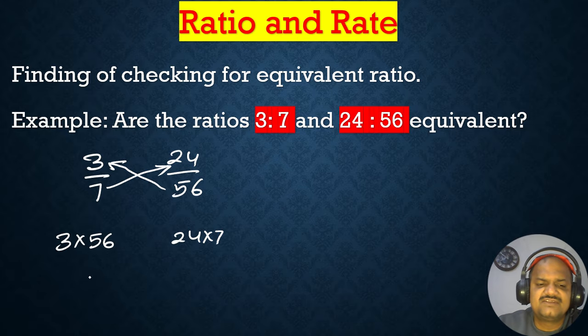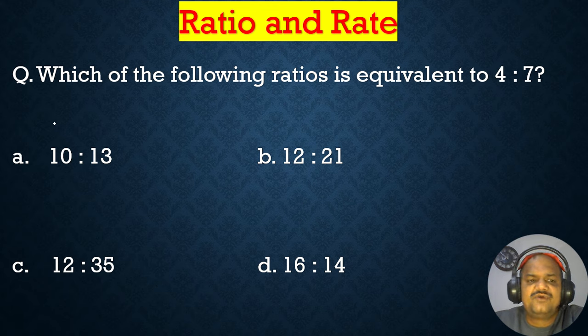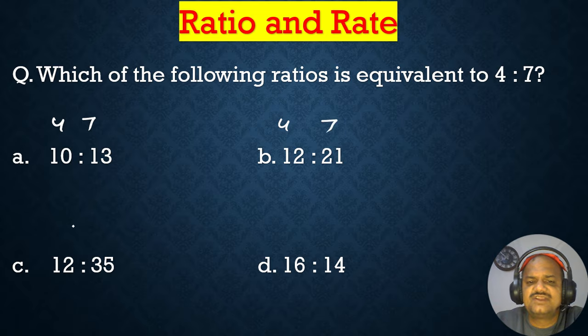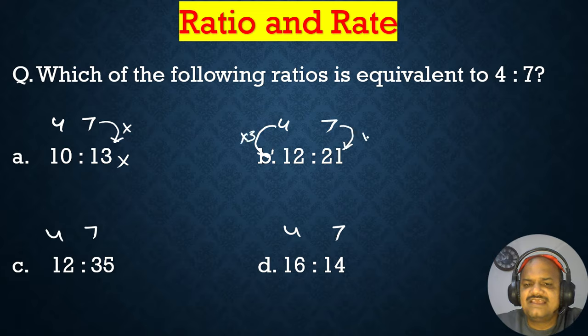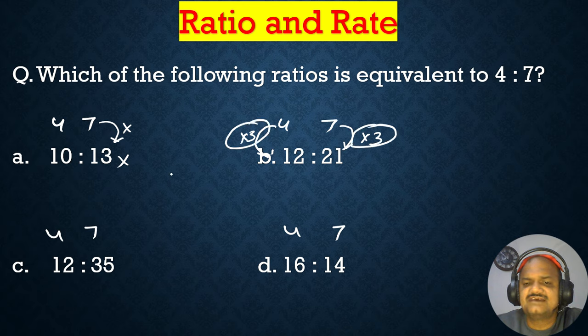Okay, now next is which of the following ratios is equivalent to 4 ratio 7. This type of question you can do very easily. How? See, 4 ratio 7 everywhere. You just see 4 ratio 7, 4 ratio 7, 4 ratio 7. Now, 7 multiplied by any number, you cannot get 13 because 13 is a prime number. Now, here you see 4 multiply 3 is 12 and 7 multiply 3 is 21. So, what did we get here? We got the same number as a multiplier to get the second ratio. It means this is the correct answer.